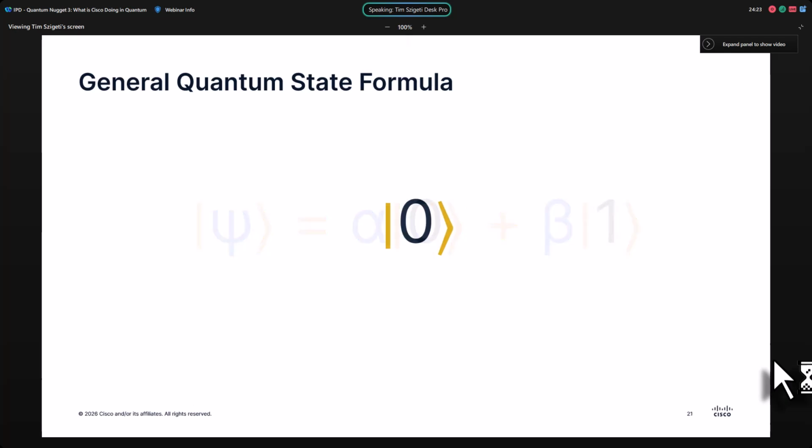So let's break it down. First of all, this notation is called bracket notation, and a single subset of this is called a ket. So this is the logical state of 0, and we call this ket 0. And then this represents the logical state of 1. We call it ket 1.